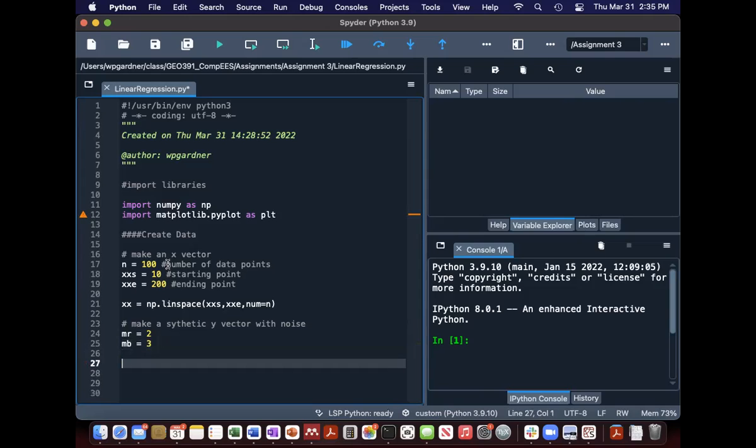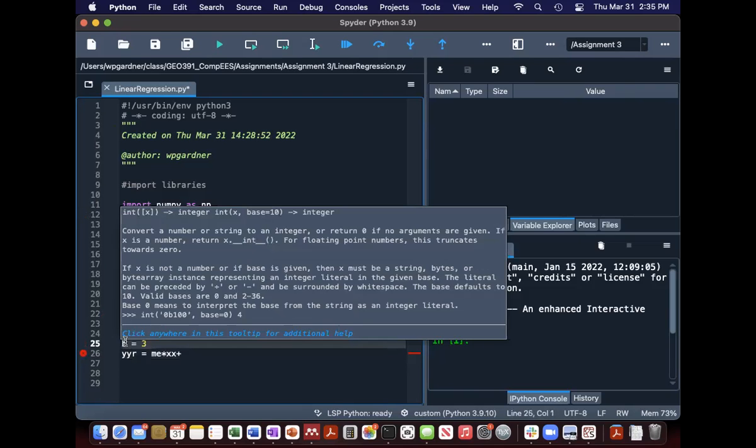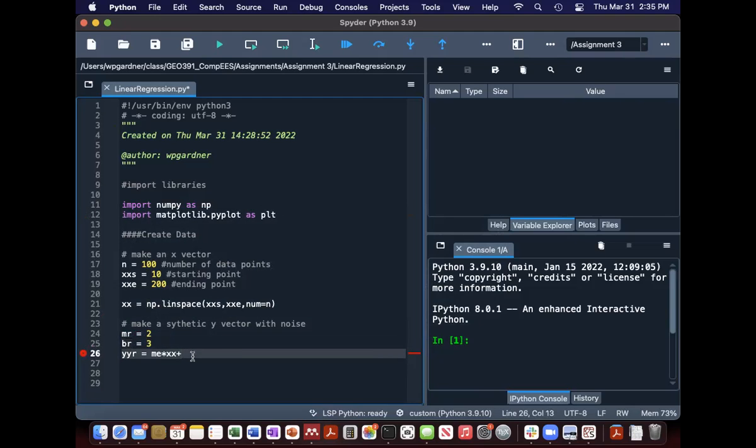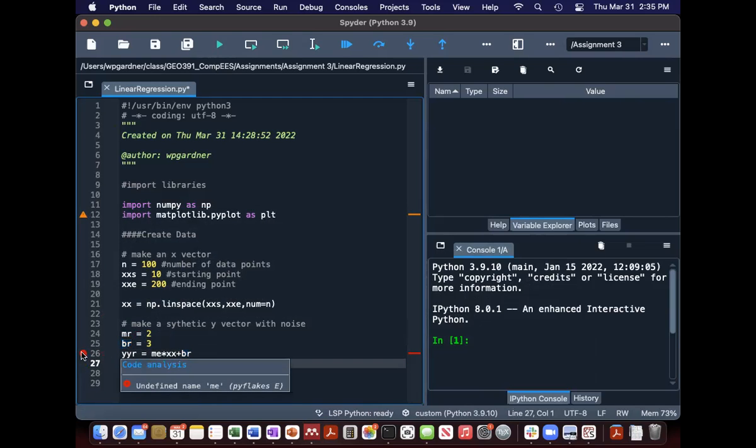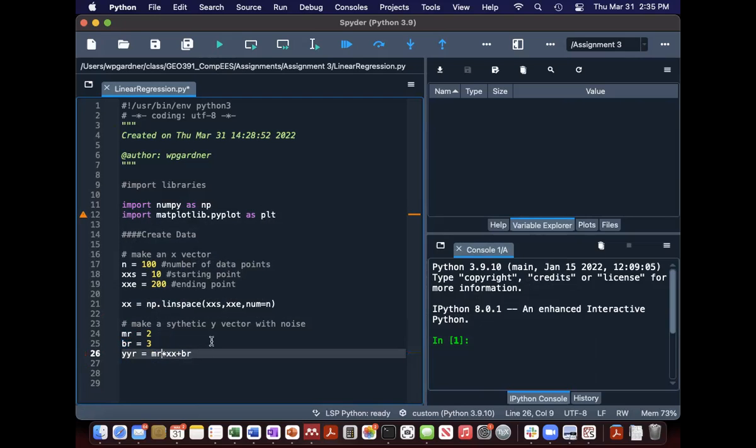So now I can make a real y vector, YR, and that is just mr times x plus br. All right. Tell me I got an error here. Man, Spyder, it's catching my bugs.